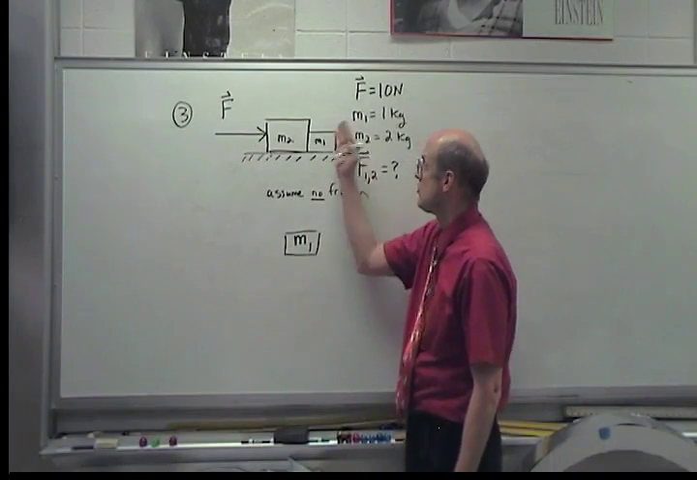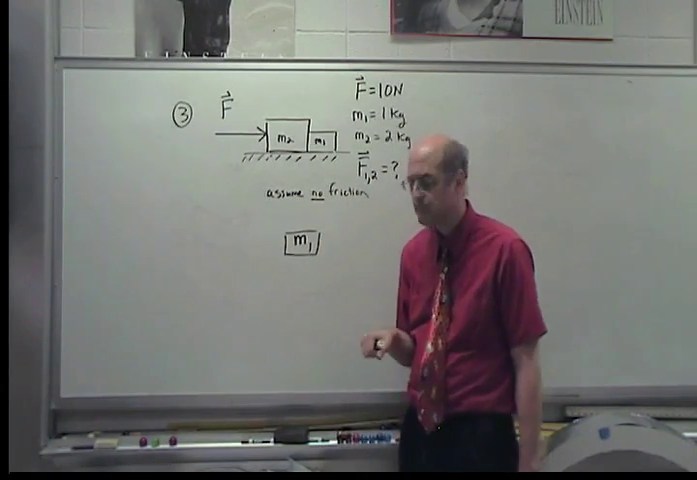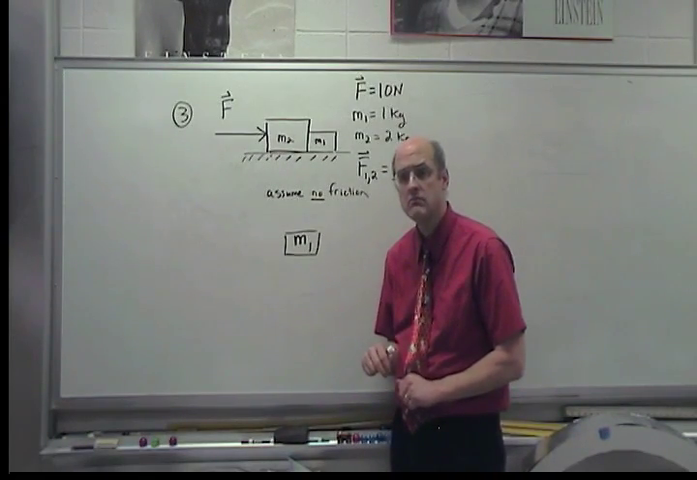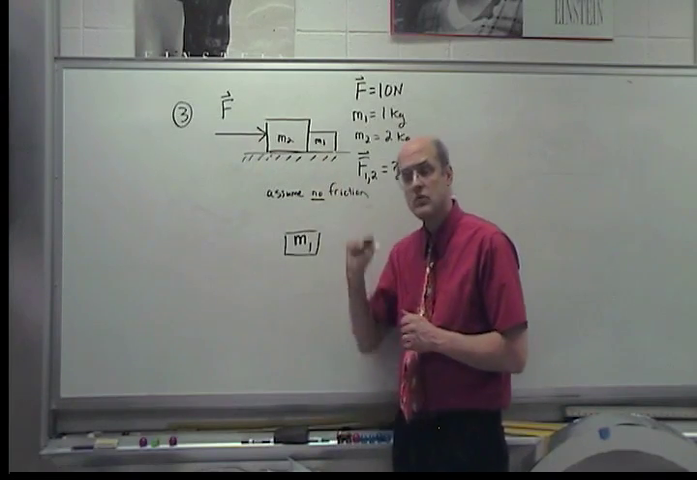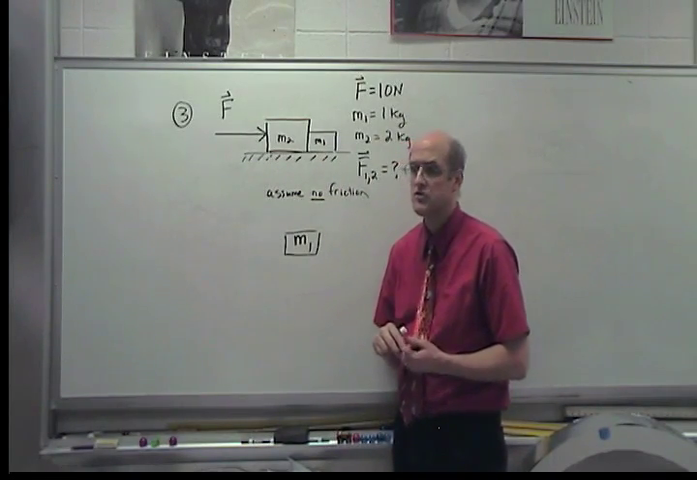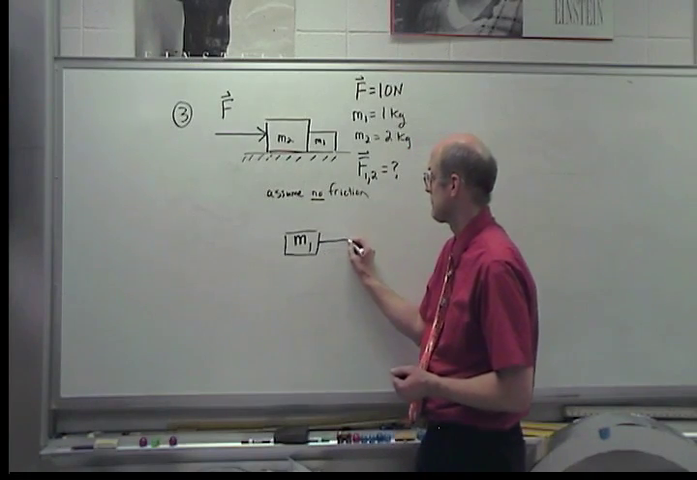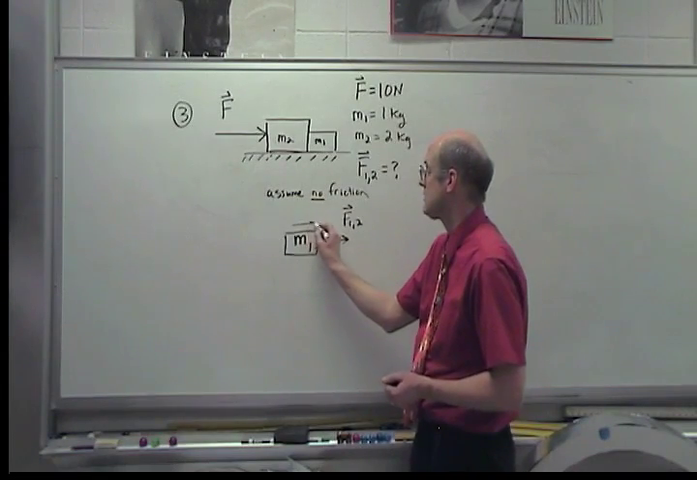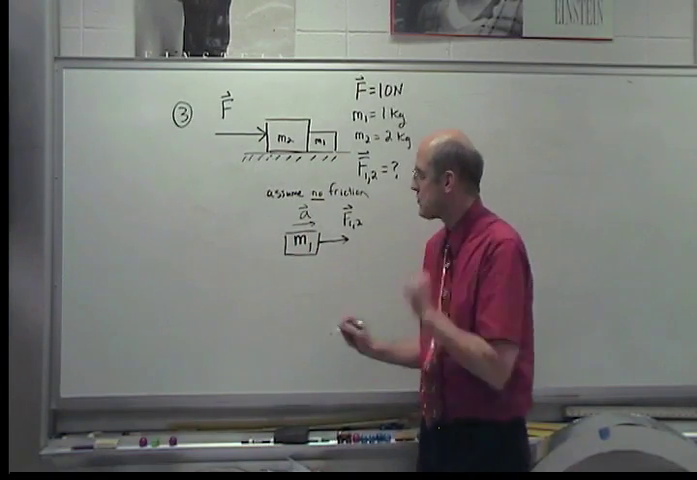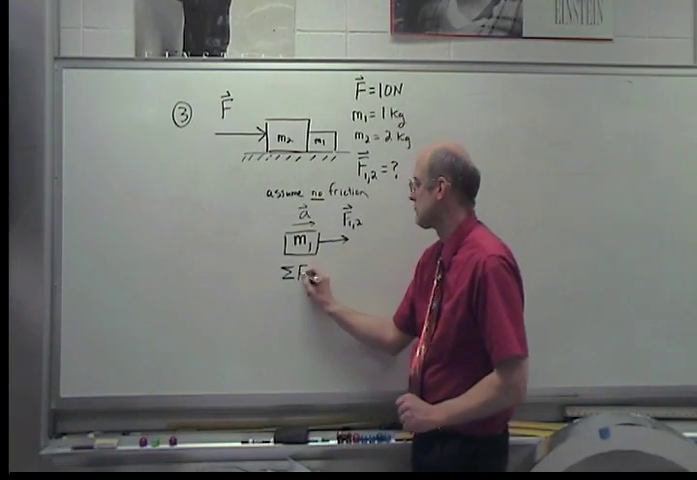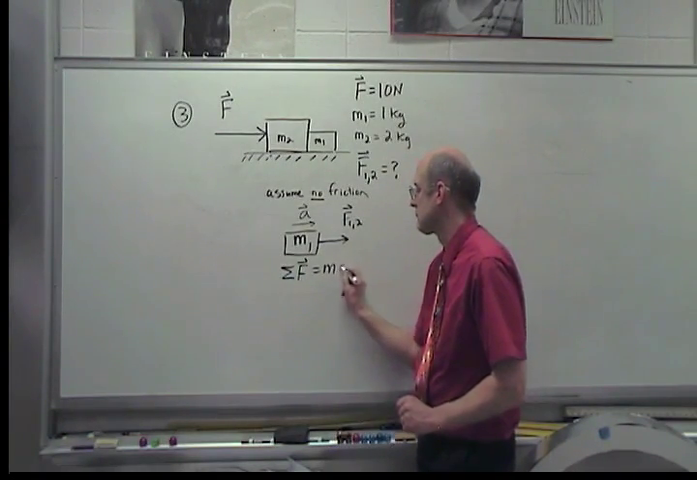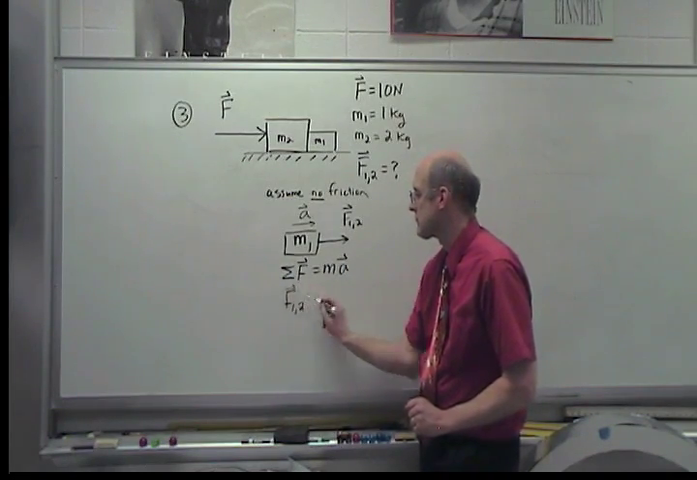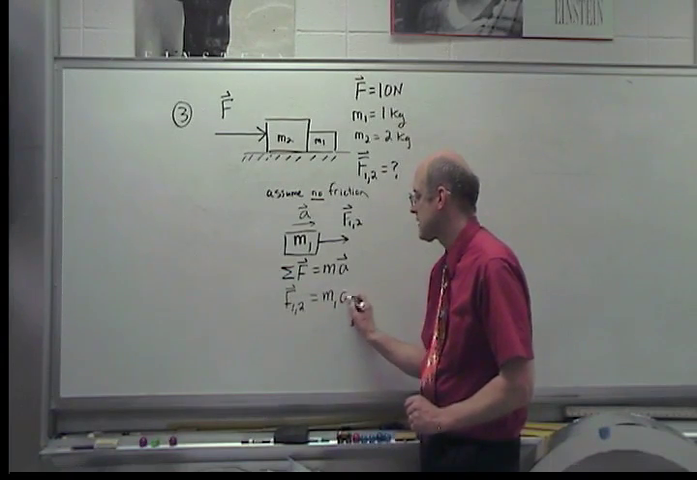The other forces, the normal force and the weight of M1, do not play a role here because they cancel each other out. Remember, M1 is in equilibrium vertically, and because there's no friction, here is our unknown, F12, which is going to cause M1 to accelerate to the right. So applying Newton's second law, we have F12 equals m1 times the acceleration.